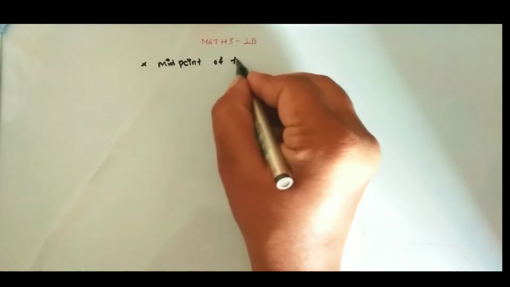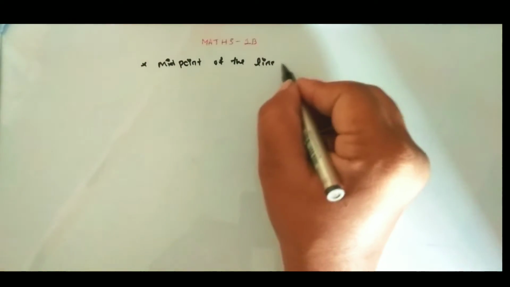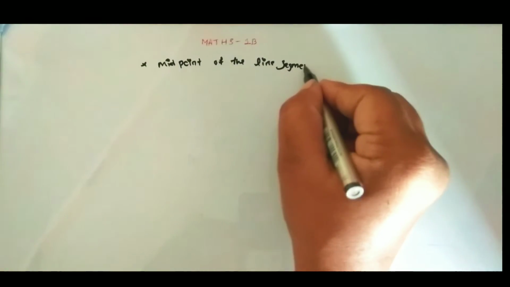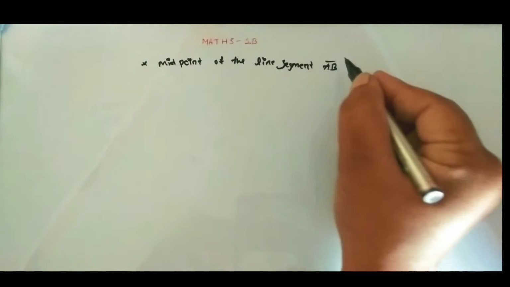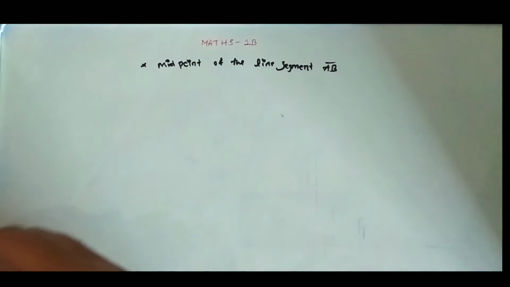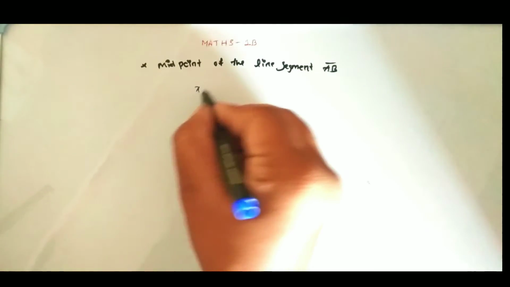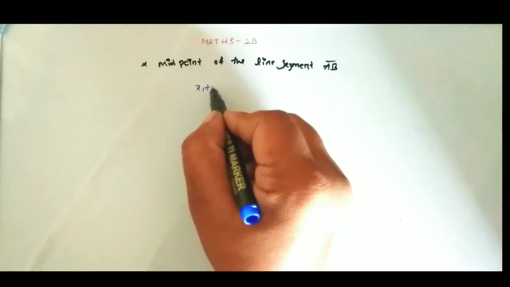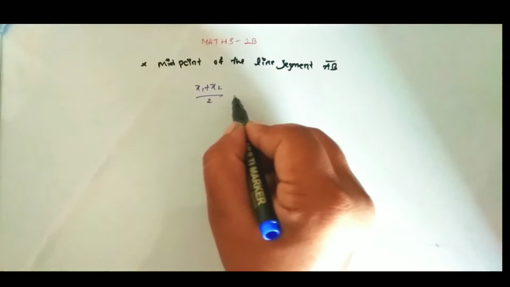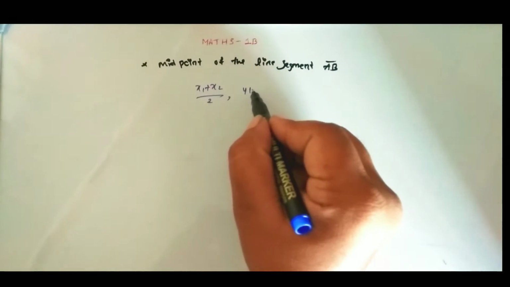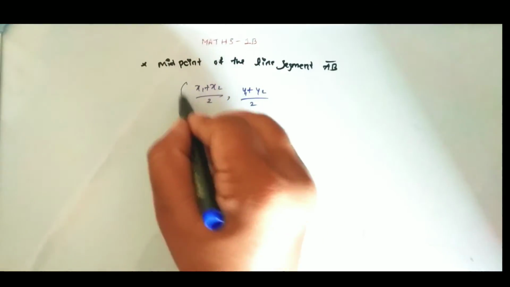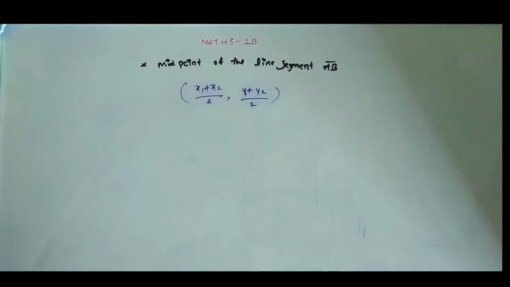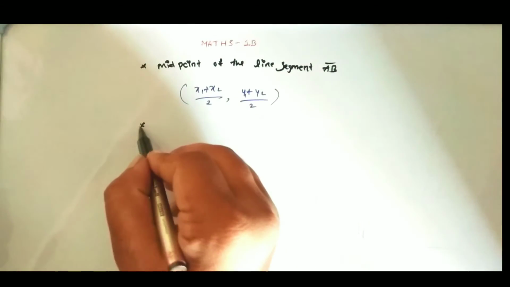So here the next point, midpoint of the line segment AB. Okay, so here the formula is x1 plus x2 by 2 comma y1 plus y2 by 2. This is the midpoint.